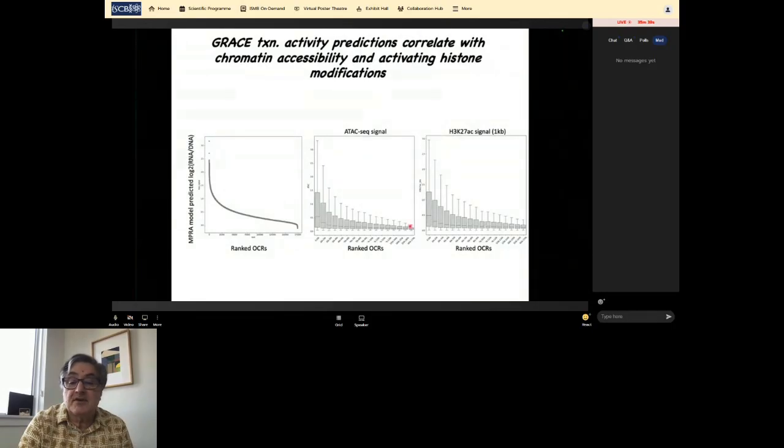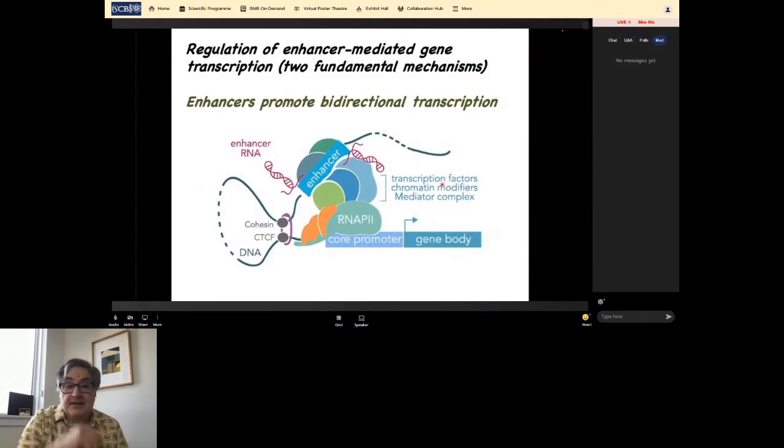And you can see that there's a reasonable relationship between the ordering of their transcriptional activity and the ordering of their accessibility. And there's a reasonable relationship between this activating histone modification, which is important for transcriptional activity as well. So in this kind of coarse-grained way, GRACE predictions line up with chromatin accessibility and activating histone modifications. But GRACE actually is able to make fine-grained predictions.